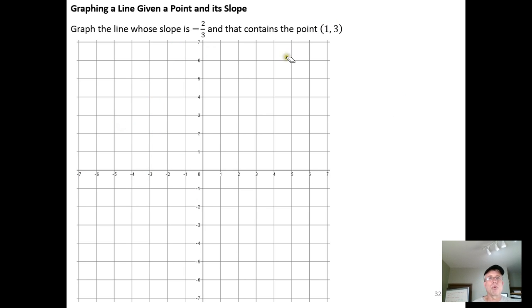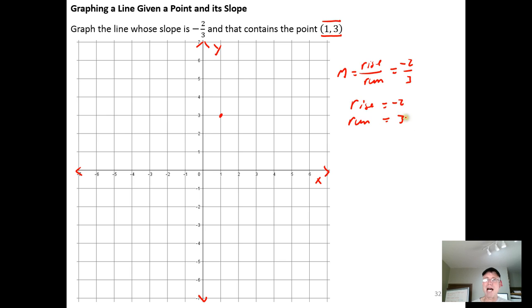So here's another example. Graph the line whose slope is -2/3 and that contains the point 1, 3. So I'm going to go in, clean my graph up, label my axes, and then plot the point that I've been given, which is the point over 1 up 3, input 1, output 3. And then I look at the slope, and the slope we know is rise over run, or delta y over delta x, and we're told that it's -2 over 3. So that means that the rise is -2, and the run, or the horizontal movement, is +3.